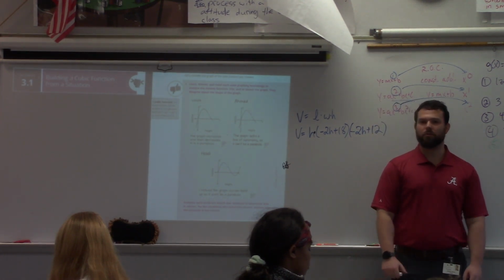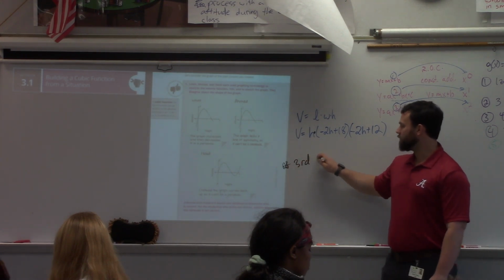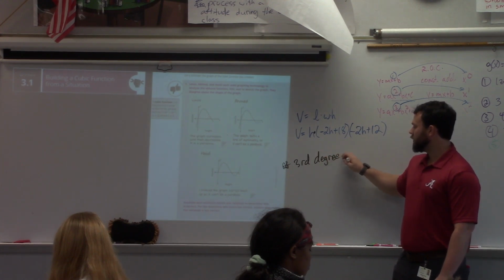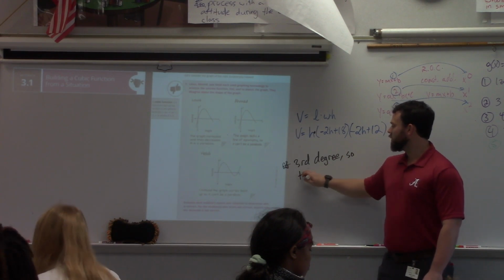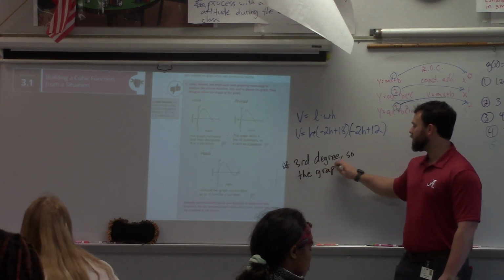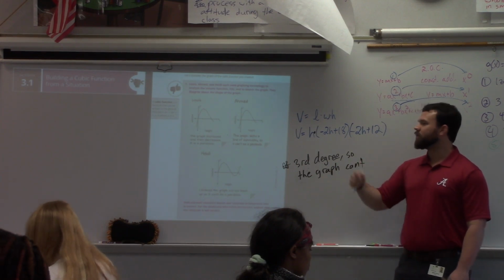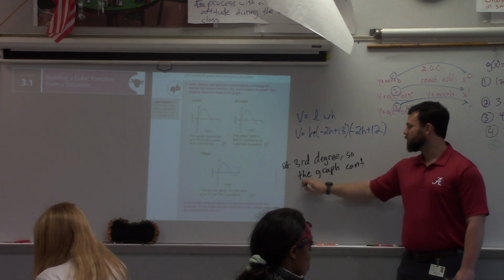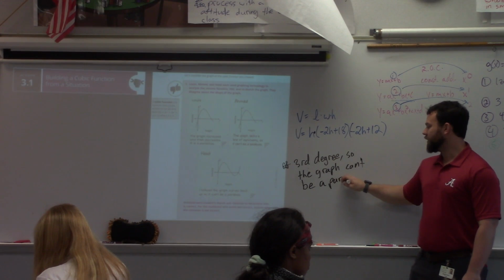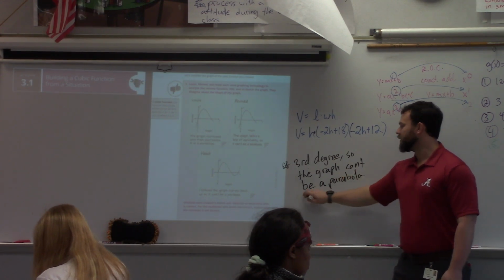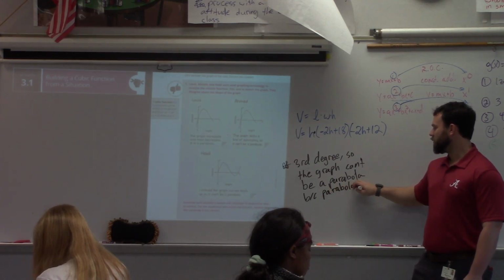What things did we notice already? It's third degree, right? So the graph can't be what? What's the shape of a quadratic though? So it's third degree, so the graph can't be a parabola, because what is a parabola? Because it's quadratic, which is what degree? Second, right?